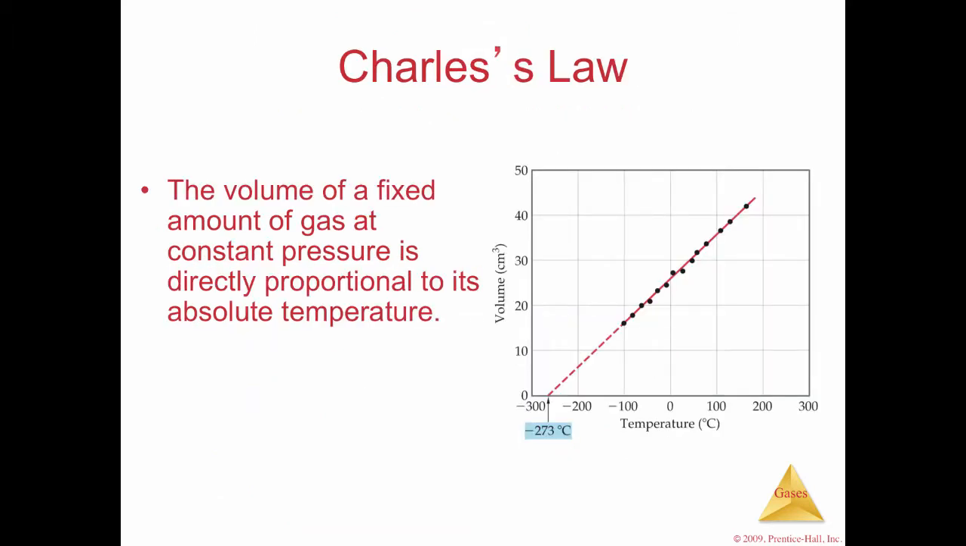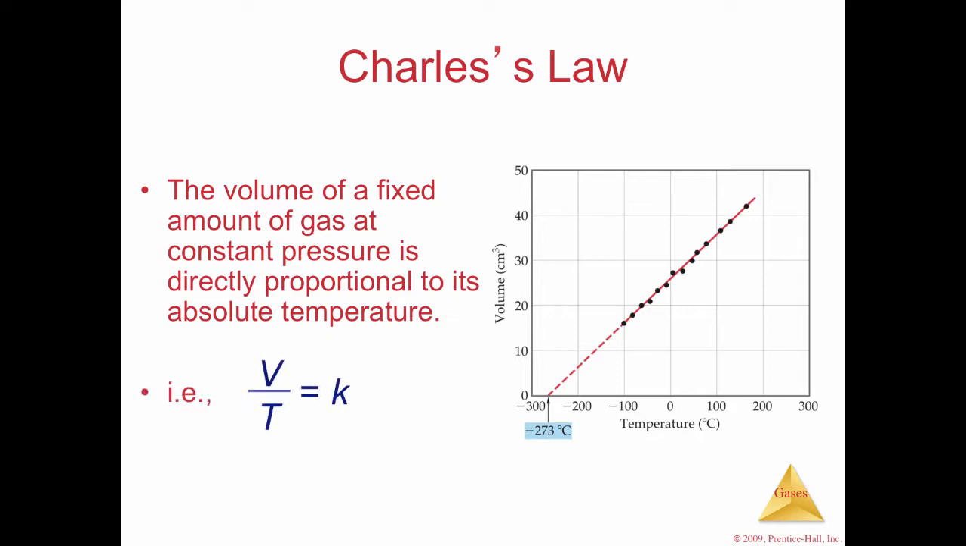So Charles talks about volume and temperature. He said that the volume of a fixed amount of gas at constant pressure is directly proportional to its absolute temperature. So here we can see a nice linear relationship that's showing us that as the temperature goes up, the volume is also going up. Another way of thinking about this is that if you heat a gas, it's going to expand, or if you cool a gas, it will contract. When you heat something, it expands. You cool something, it contracts. This is a direct relationship, and this is Charles' law.